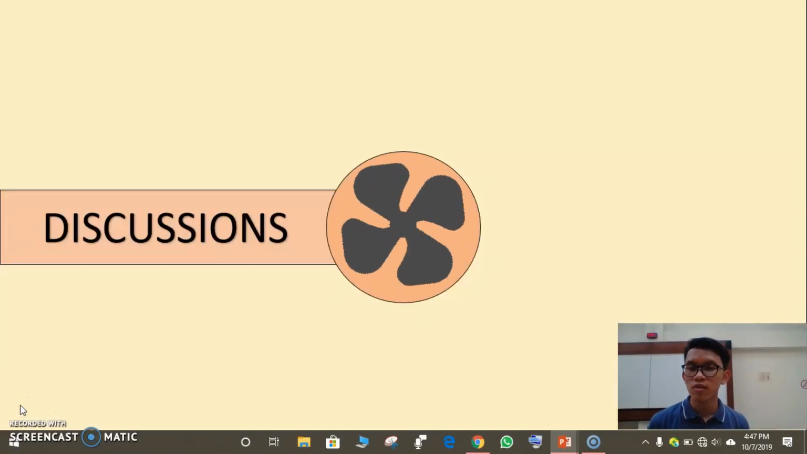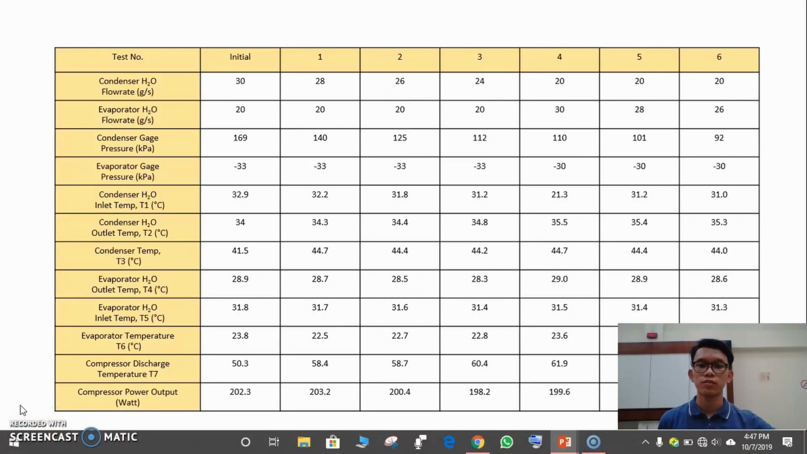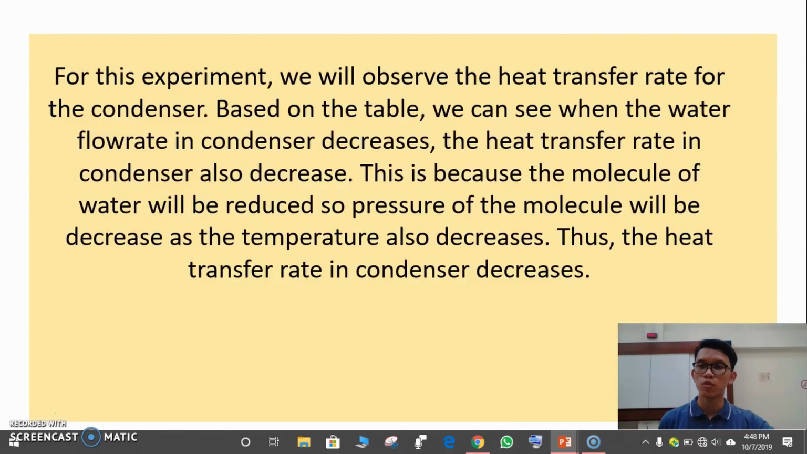Okay, next for our discussion. So this is the table of the result. As you can see, there are initial 1, 2, 3, 4, 5, and 6. So this is all the information that we have gathered in the experiment. So we have condenser, evaporator, condenser temperature, evaporator, compressor, and also we calculate the heat capacity of this experiment.